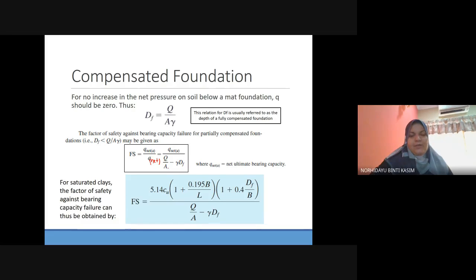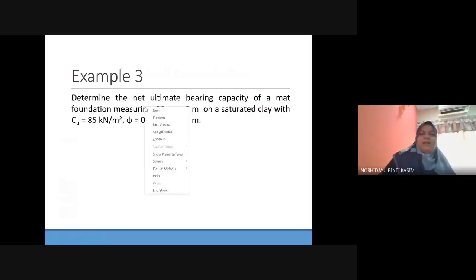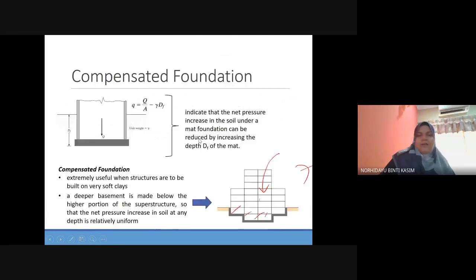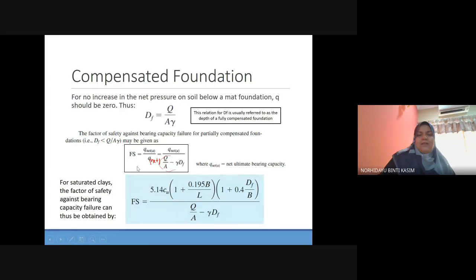So q net ultimate is equal to this one just now, the net ultimate bearing capacity. And q net is the net allowable pressure. You have to memorize what is the net allowable pressure. Net allowable pressure is equal to this equation. And q net ultimate is equal to this one.